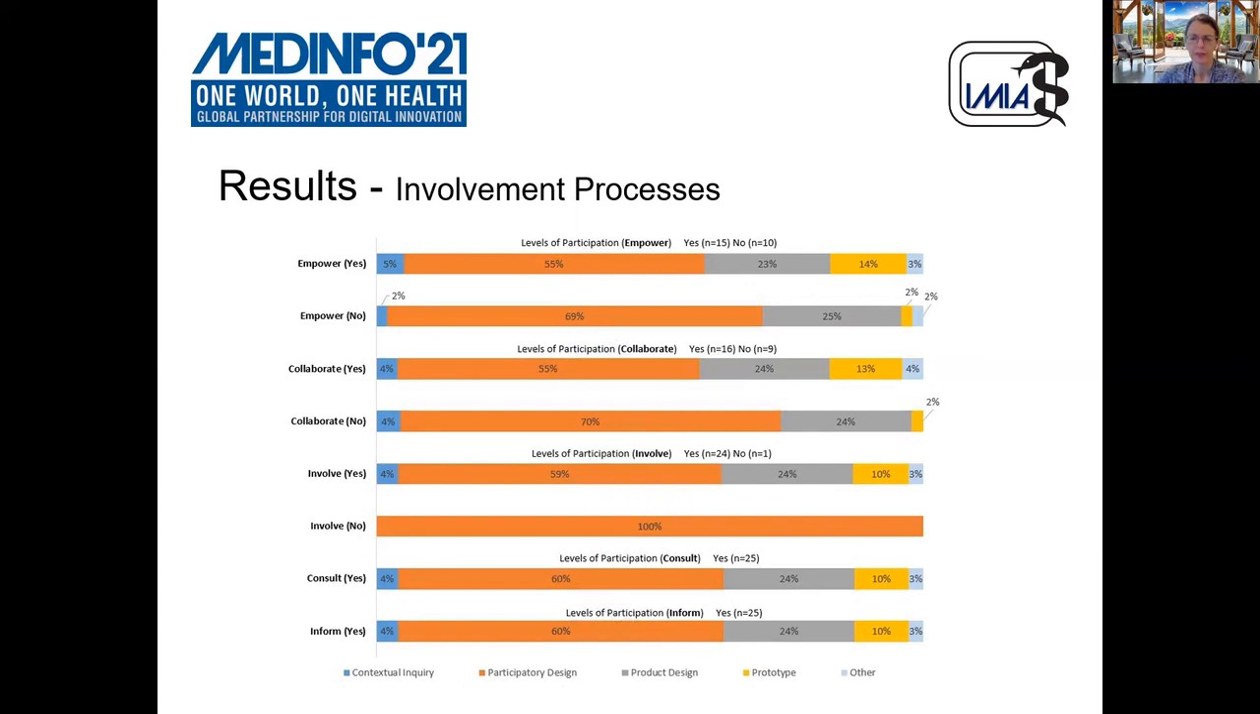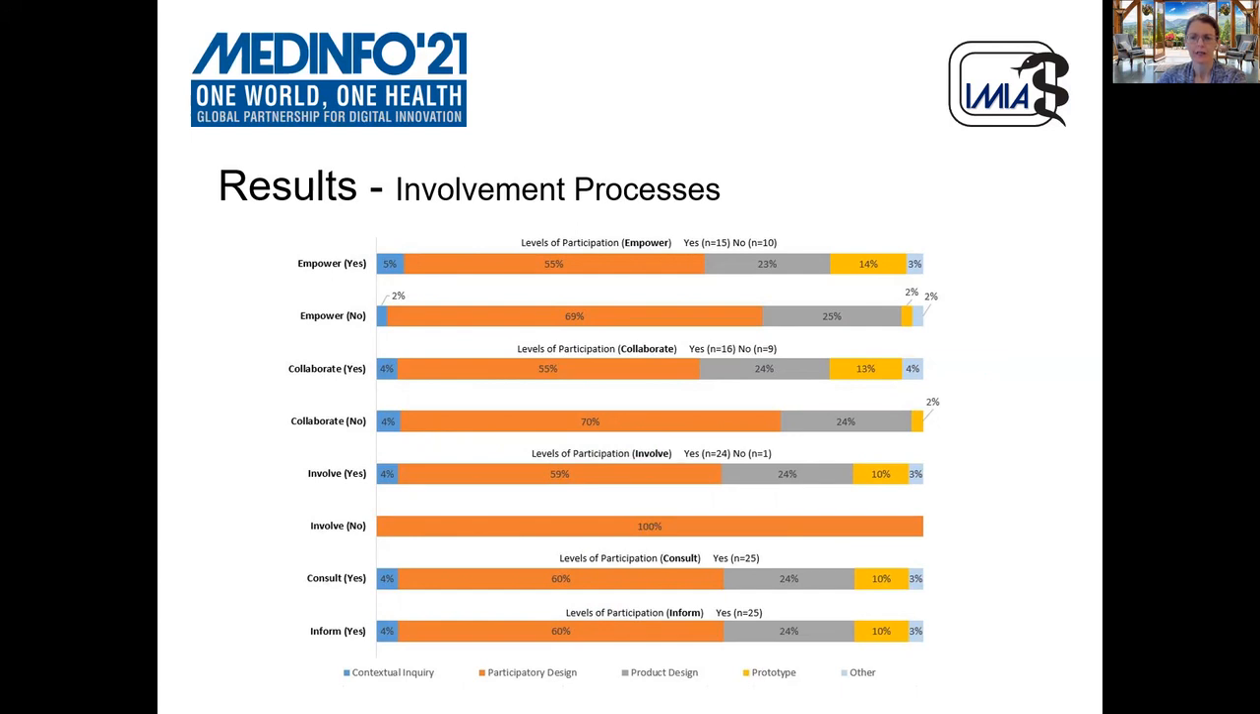24 of the 25 studies were classified as level 3, which is involve, defined as participants providing feedback throughout the full process. 16 of the 25 studies were classified as level 4, which is collaborate, defined as participants being involved as co-leaders and having an equal role in decision-making. And finally, 15 of the 25 studies were classified as level 5, which is empower, and defined as participants taking a lead in engaging others on the usefulness of the tool.